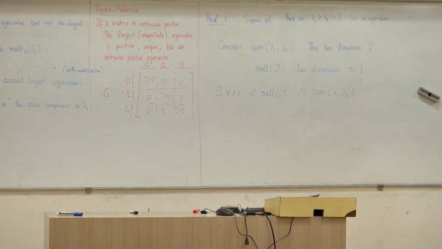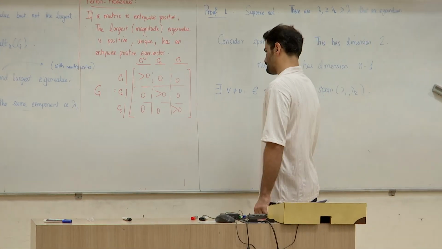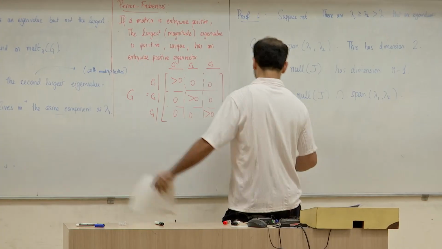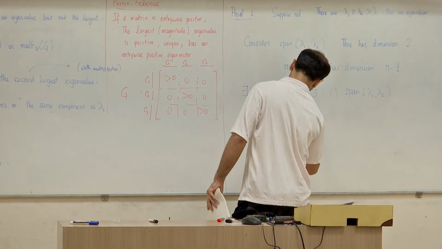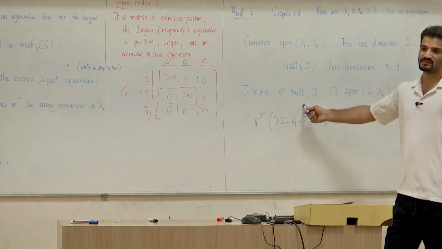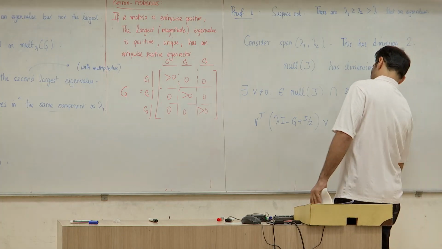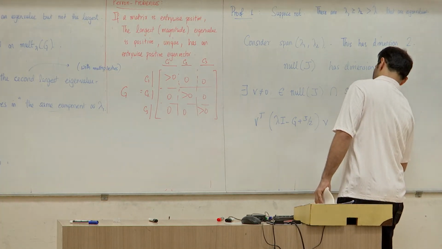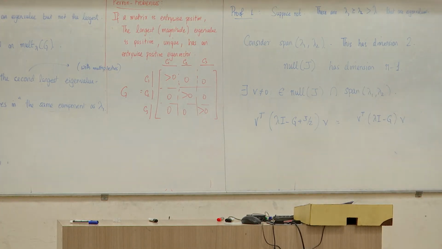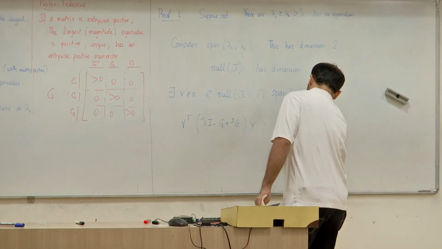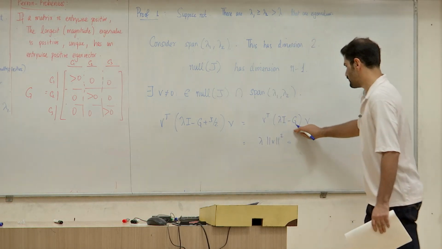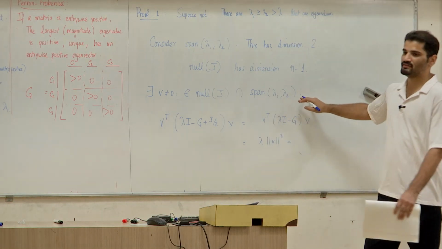Lambda 2. Okay, so let us see what it would be. So V transpose that whole thing to V. Now it's in the null space of J, so I can get rid of this. This part will just give me lambda times the norm of V. What would this give me? Well, it's in the span of lambda 1 and lambda 2.